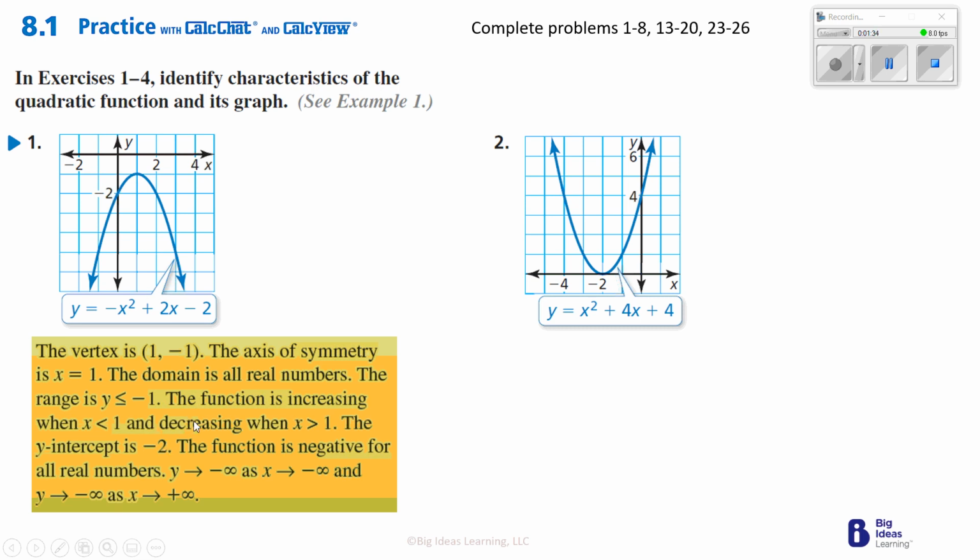And then the function is increasing when x is less than 1, right? Let's look at this again. The function is increasing when x is less than 1. So it's going up when x is less than 1, and it's decreasing, going down, when x is greater than 1. The y-intercept is -2, stated that, and the function is negative for all real numbers.